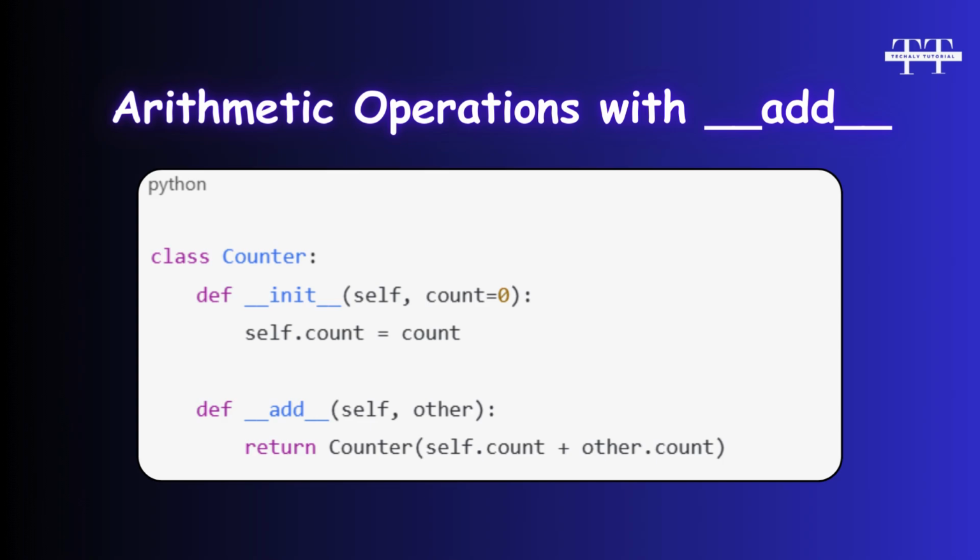Dunder methods also allow us to override arithmetic operations. For instance, we can define an __add__ method to add two objects together. Here's how. With this, you can now use the plus operator to combine counter objects.